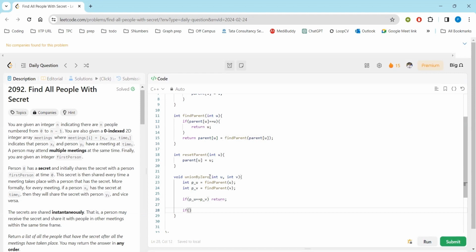And if they are not the same and either of them is zero, that means there is a meeting between a person u who knows the secret and the person v who doesn't know the secret. So in that case, we will mark the parent of pv to pu.